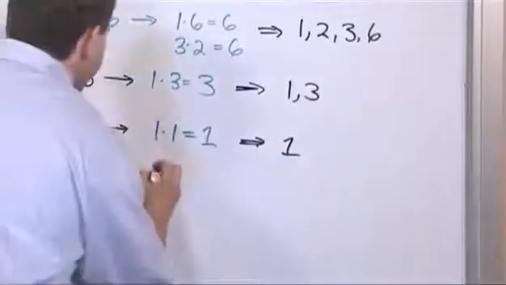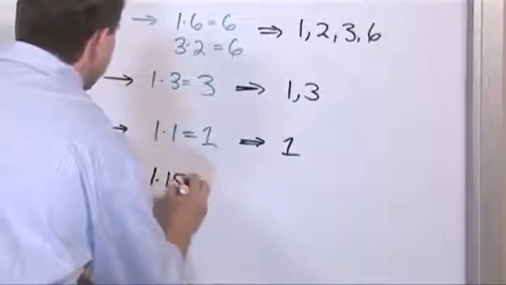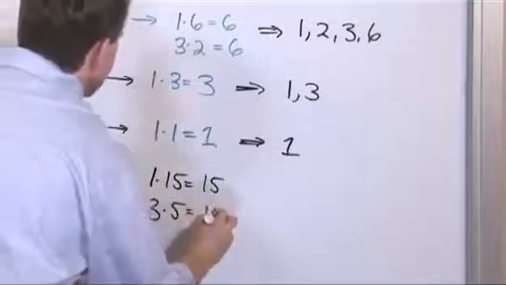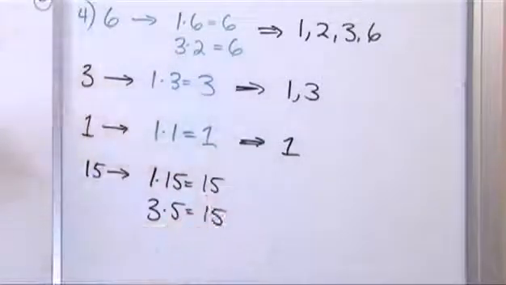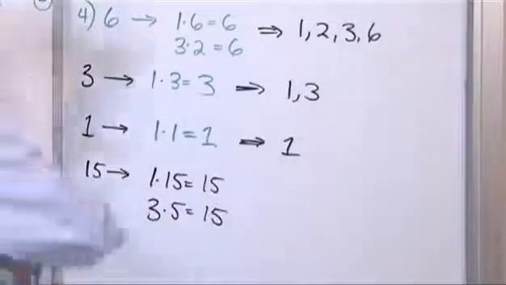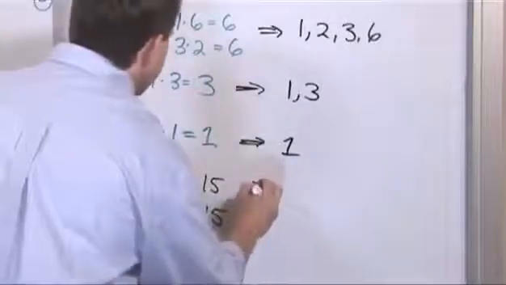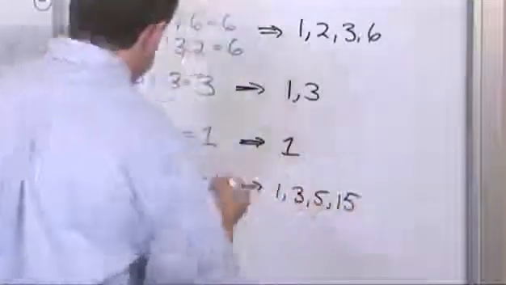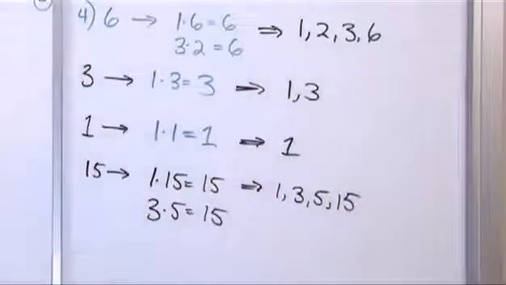What about 15? Well, you have 1 times 15. You have 3 times 5 is equal to 15. Again, you have 5 times 3, but those are the same numbers. That's not going to help you. So the only factors you have are 1, 3, 5, and 15.